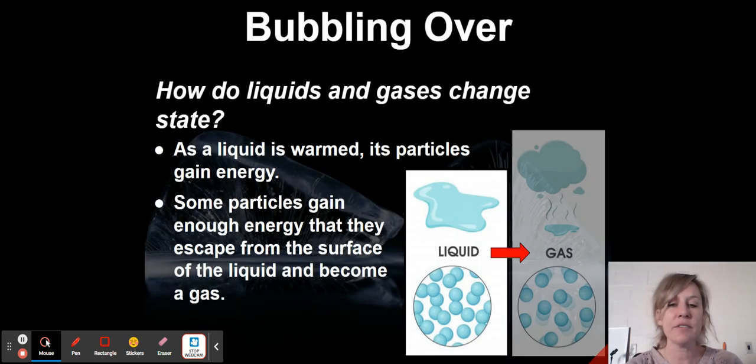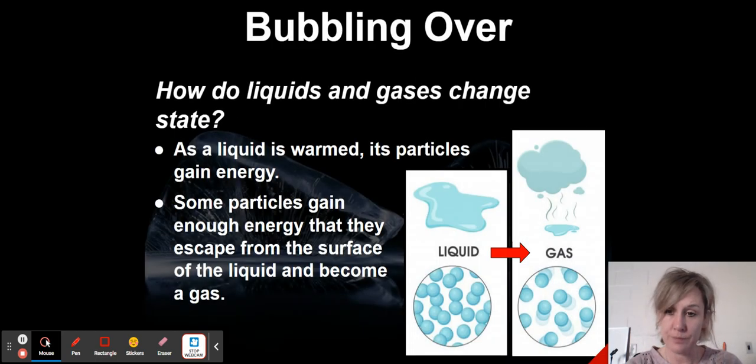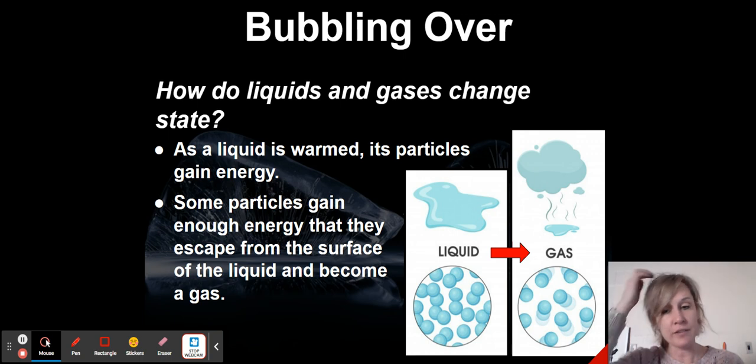All right. As a liquid is warmed, its particles gain energy. So think like warming a pot of water on the stove. As it's warmed, some particles will gain enough energy that they escape from the surface of the liquid and become a gas. So you can think of a boiling pot of water. Some of that escapes as water vapor. It looks like steam.